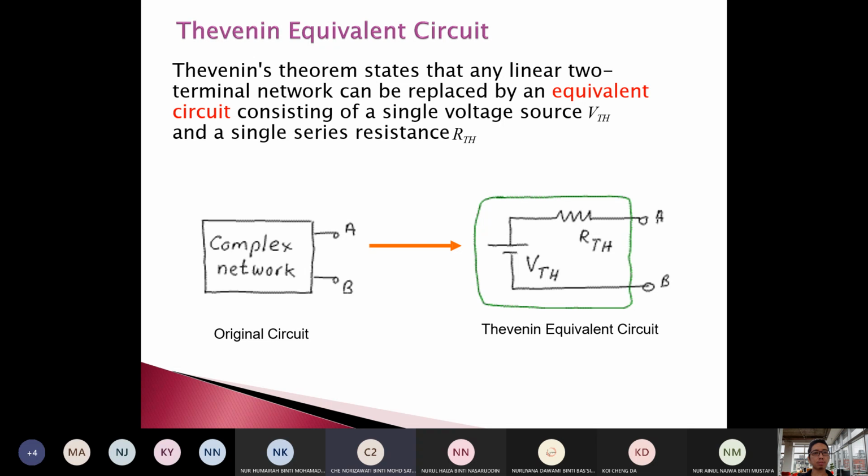So what is the Thevenin equivalent circuit? The Thevenin theorem states that any linear two-terminal network can be replaced by an equivalent circuit consisting of a single voltage source and a series resistance RTH. So whatever complex network you have over here, you replace it with VTH and RTH.